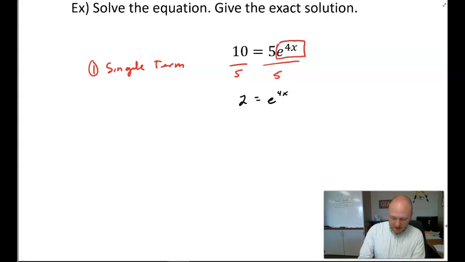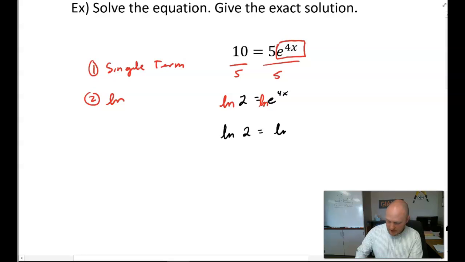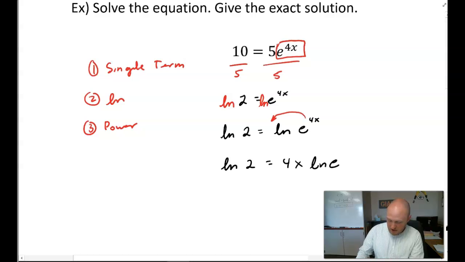Okay, now that I've done a single term on each side, I'm going to take the natural log of each side. So I get the natural log of 2 is equal to the natural log of e to the power of 4x. Step 3, I'm going to use the power property. So now my power comes down in front and multiplies. So the natural log of 2 is equal to 4x times the natural log of e.